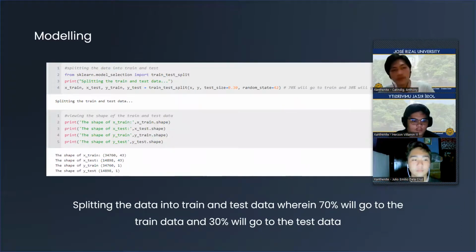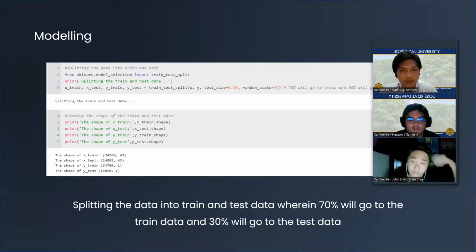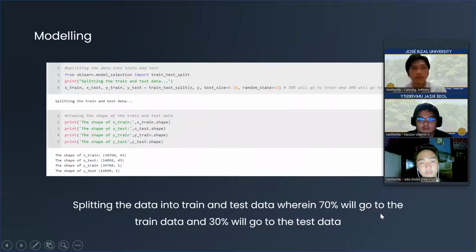Modeling. Splitting the data into train and test data, wherein 70% will go to the train data and 30% will go to the test data. We have first stored the data into X and Y, wherein X is the location for the independent variables and Y is for the churn column. Next, we split the data into train and test data. 70% of the data will go to the train data and 30% will go to the test data.